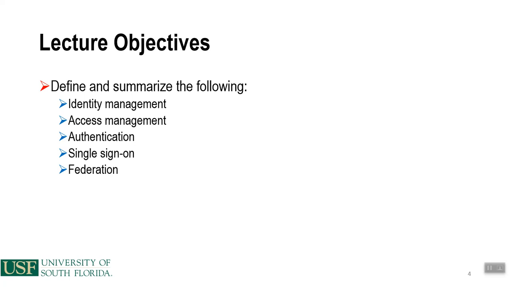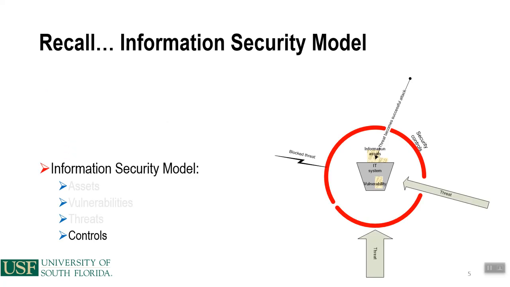So in this particular lecture, we're going to continue on with controls, and we're going to define and summarize the following: identity management, access management, authentication, single sign-on, and federation. Now, many of these are terms that you may have already come across in your day-to-day life because it's something that is basic security controls that are being implemented across the university, across multiple organizations, across different devices that you use and that type of thing. But we're going to go ahead and formalize some of those definitions for you and give you an idea on exactly how they operate so that you're able to be more literate about it when you see it in your day-to-day life.